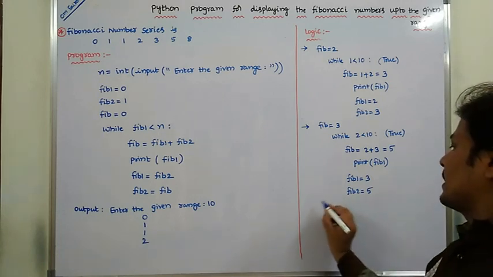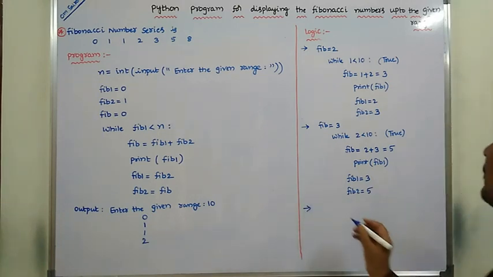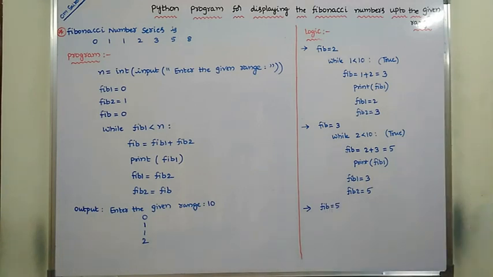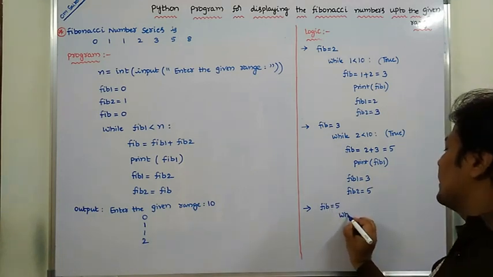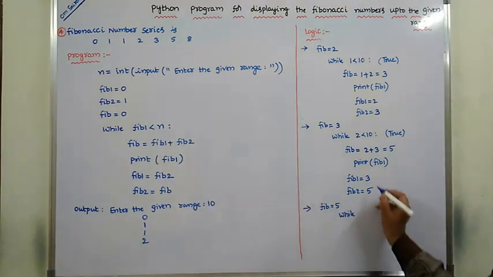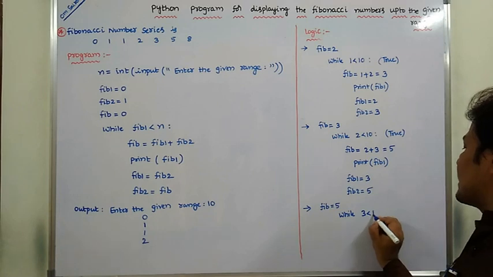Okay. So next, after completing this step, what Fib value are we getting? Fib is equal to 5. Next, while Fib1. Fib1 value is 3. 3 less than 10.